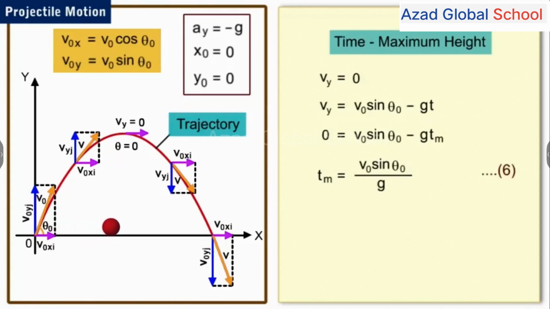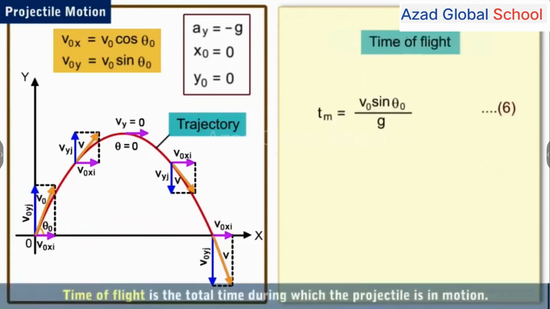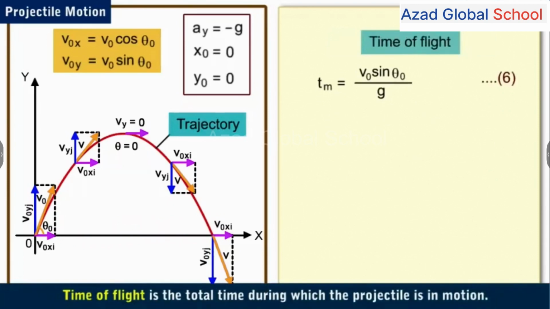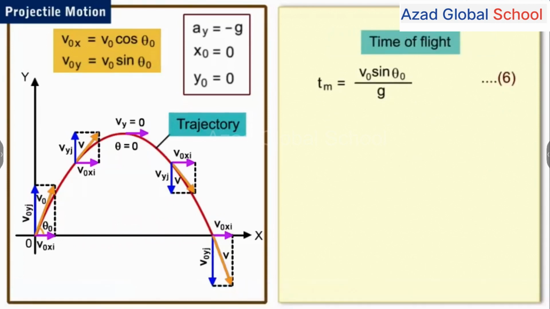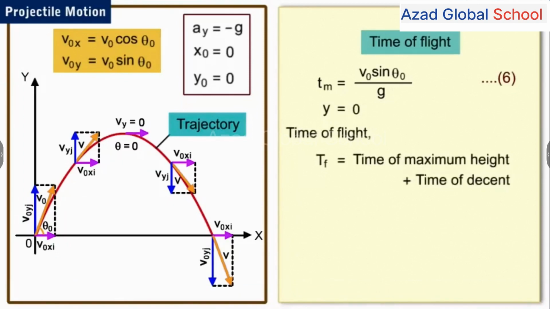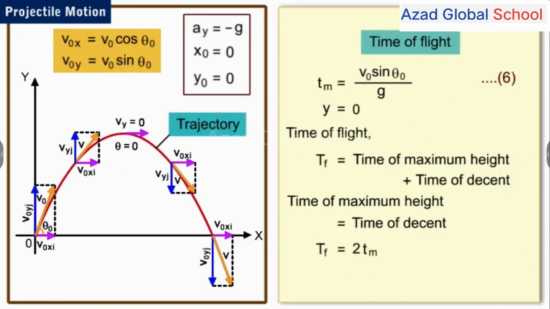Now, let's find the time of flight of the projectile. Time of flight is the total time during which the projectile is in motion. When the flight ends, y is equal to 0. If Tf represents the time of flight, then Tf is equal to time of maximum height plus time of descent. By the symmetry of the path of the projectile, which is parabolic, the time of maximum height is equal to the time of descent. Therefore, Tf is equal to 2Tm. On substitution, we get Tf is equal to 2v0 sin θ0 by g. Let this be equation 7.